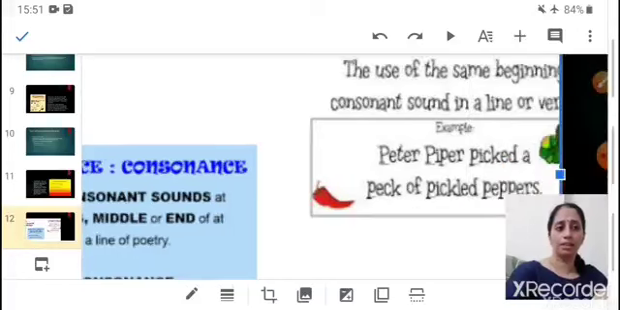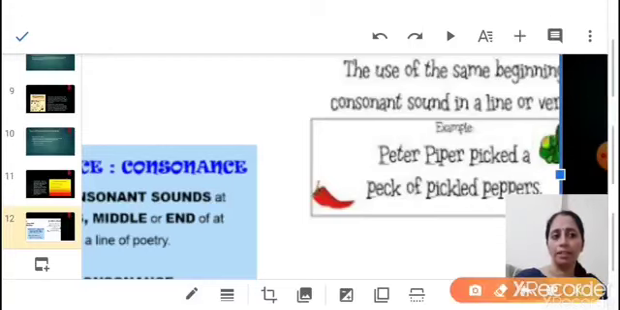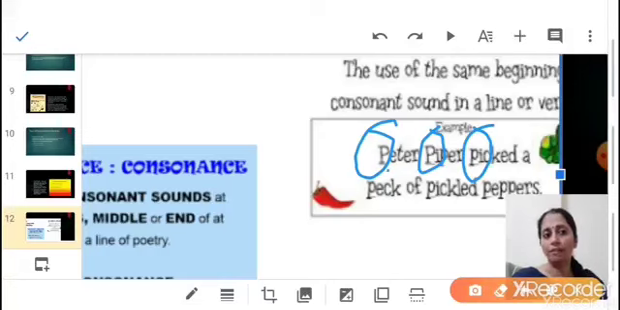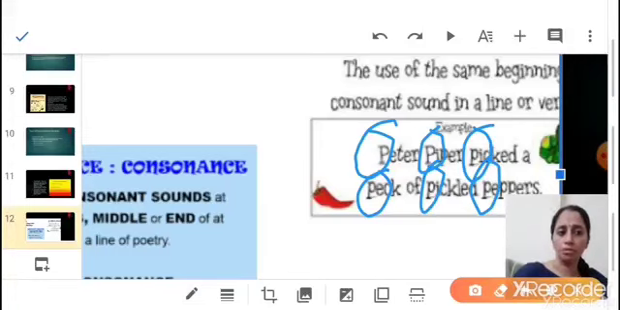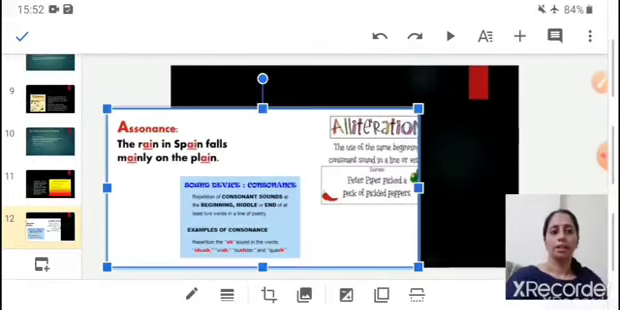Let's look at alliteration. Alliteration is the use of the same beginning consonant sound in a line. Peter Piper picked a peck of pickled peppers. So what is getting repeated here? It's the alphabet P. That's the sound of alphabet P that gets repeated here. So I hope, students, that consonance, assonance and alliteration are clear to all of you. Let's proceed further.